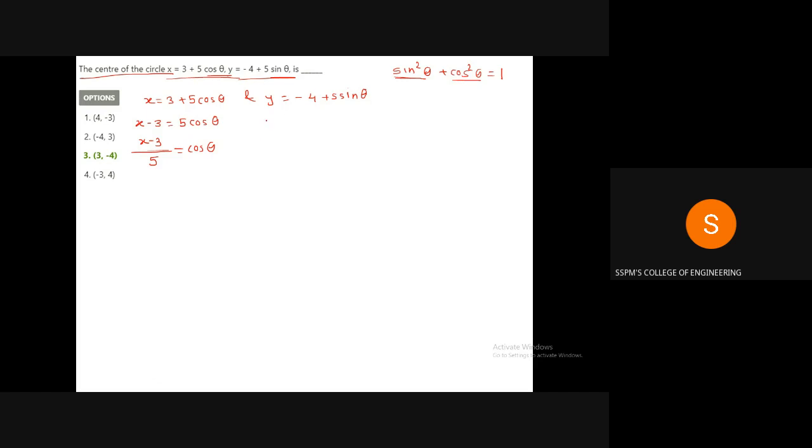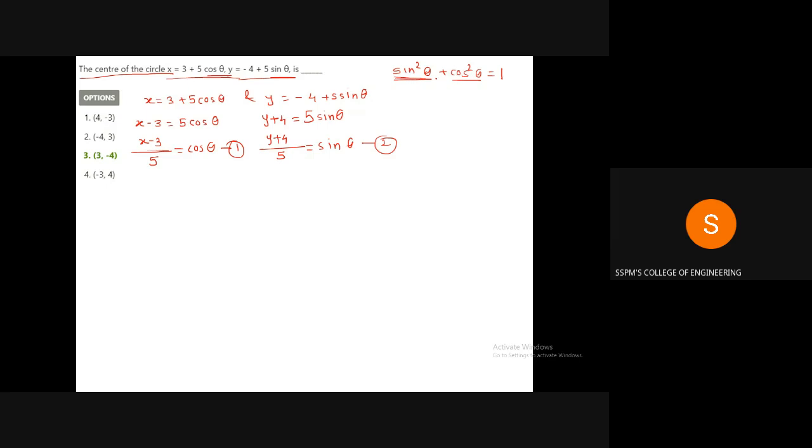Now again, if we rearrange the terms, the minus 4 is moved to the left hand side, so we get y plus 4 is equal to 5 sin theta. Therefore, if we divide the equation by 5, we get y plus 4 divided by 5 is equal to sin theta. So we have two equations now: this is our first equation, this is our second equation. We have two equations in the form of cos theta and sin theta.